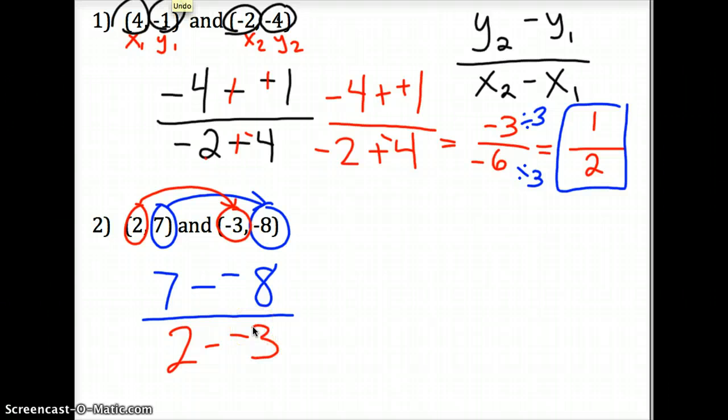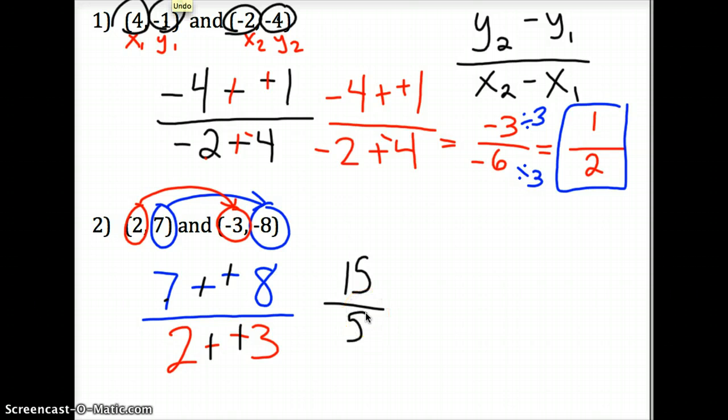Now let's take a look at what this is going to give me. So I'm going to use my trick of keep, change. So I'm keeping the 7, changing. Well, that's easy. 7 plus 8 is 15. Then I'm going to do it again. 2 keeps, change the subtraction, change the negative. 2 plus 3 is 5.